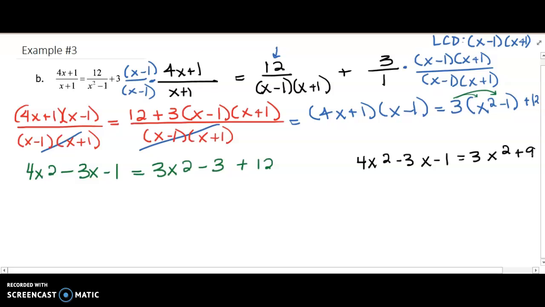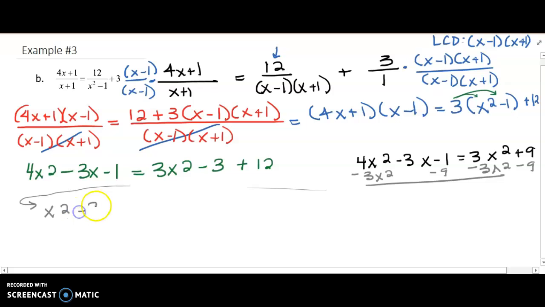Okay, here I have a quadratic. So in order to solve a quadratic, I want to put everything to one side. So I'm going to subtract 3x squared, subtract 9, minus 3x squared, minus 9. And I'm going to move this back over here just because I'm running out of space. I get x squared minus 3x minus 10 is equal to 0.